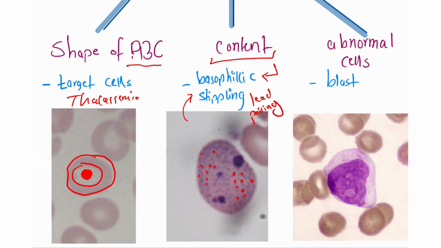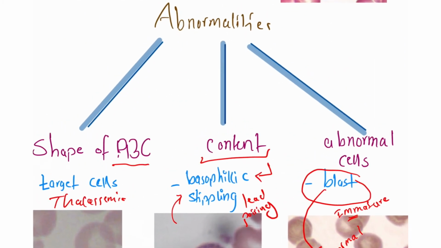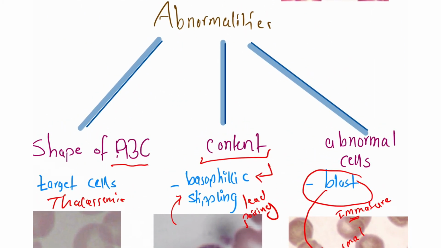In the blood film we can also see abnormal cells such as blast cells. Blast cells are immature cells normally present in bone marrow, so the presence of a blast cell in the peripheral blood film is considered abnormal. As a summary for blood film, it can be used to visualize blood components under a microscope. Abnormalities that can be seen in blood film include the shape of RBC, content, and abnormal cells.